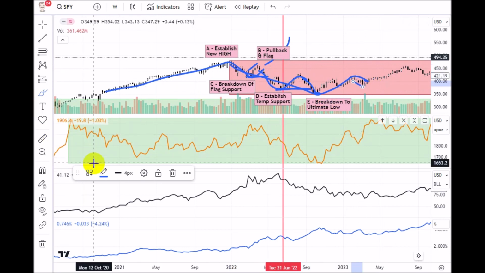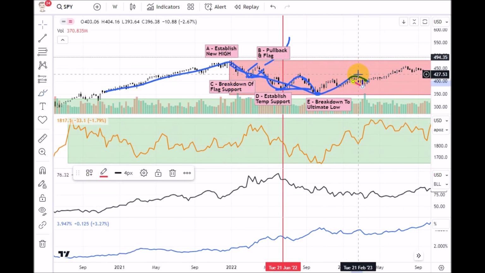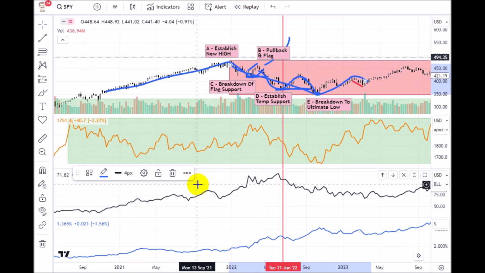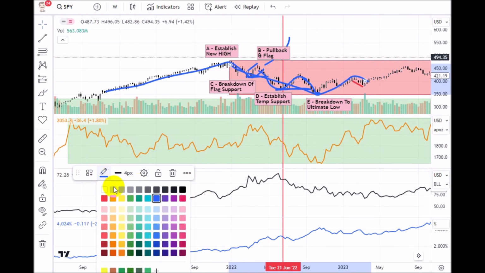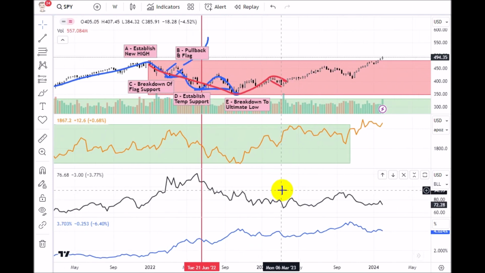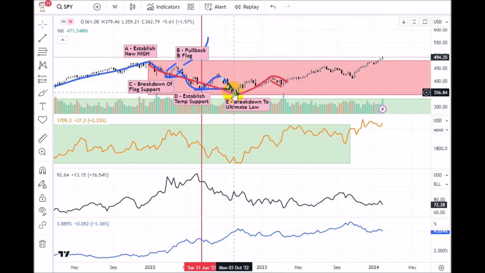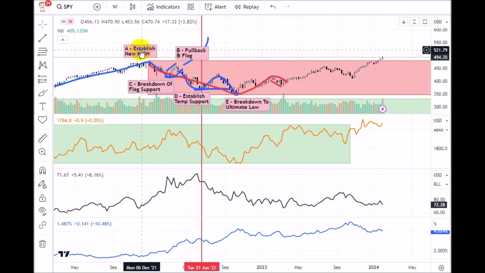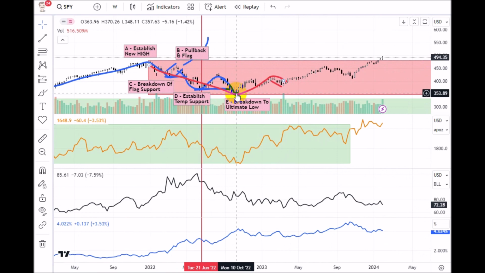Now remember, I'm trying to show you this as a new technique. Okay, this is something you need to be aware of, which is a new technique. I've been using these for about 8 years. They are very common. So we have the breakdown to a new low. That's our A. Same as establishing a new high, establish a new low. Come back up, flag. We get the pullback and flag right here.